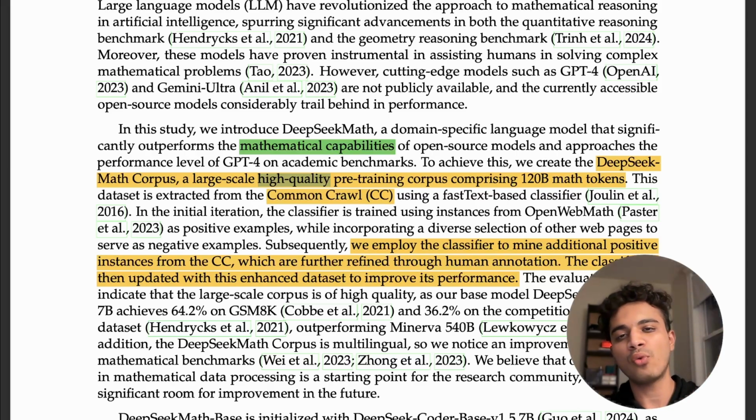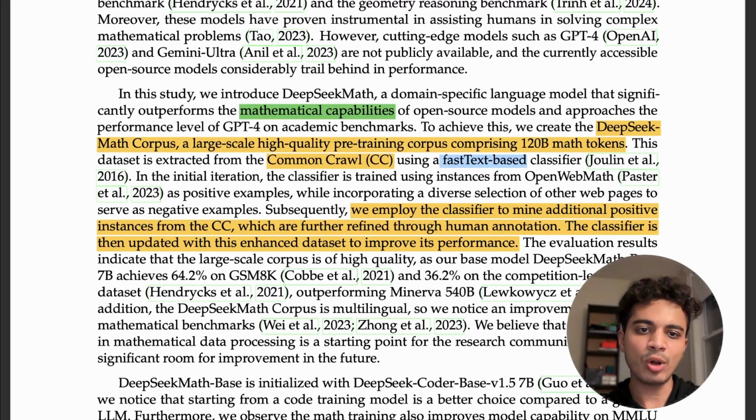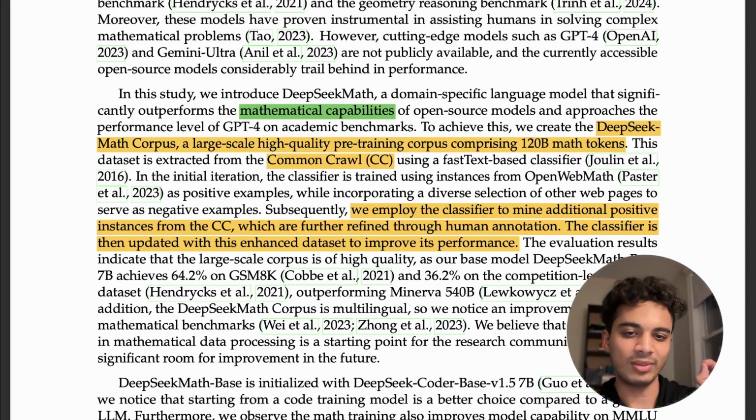So reasoning is what we are going to focus most of in this video, and it is extracted from Common Crawl using a fastText based classifier, which we'll be looking into soon. So they have employed the classifier to mine additional positive instances from Common Crawl, which are further refined through human annotation. Human annotation is very difficult to do, so probably that's not the case. That's my own hypothesis, but let's look into it. The classifier is then updated with the enhanced dataset to improve its performance.